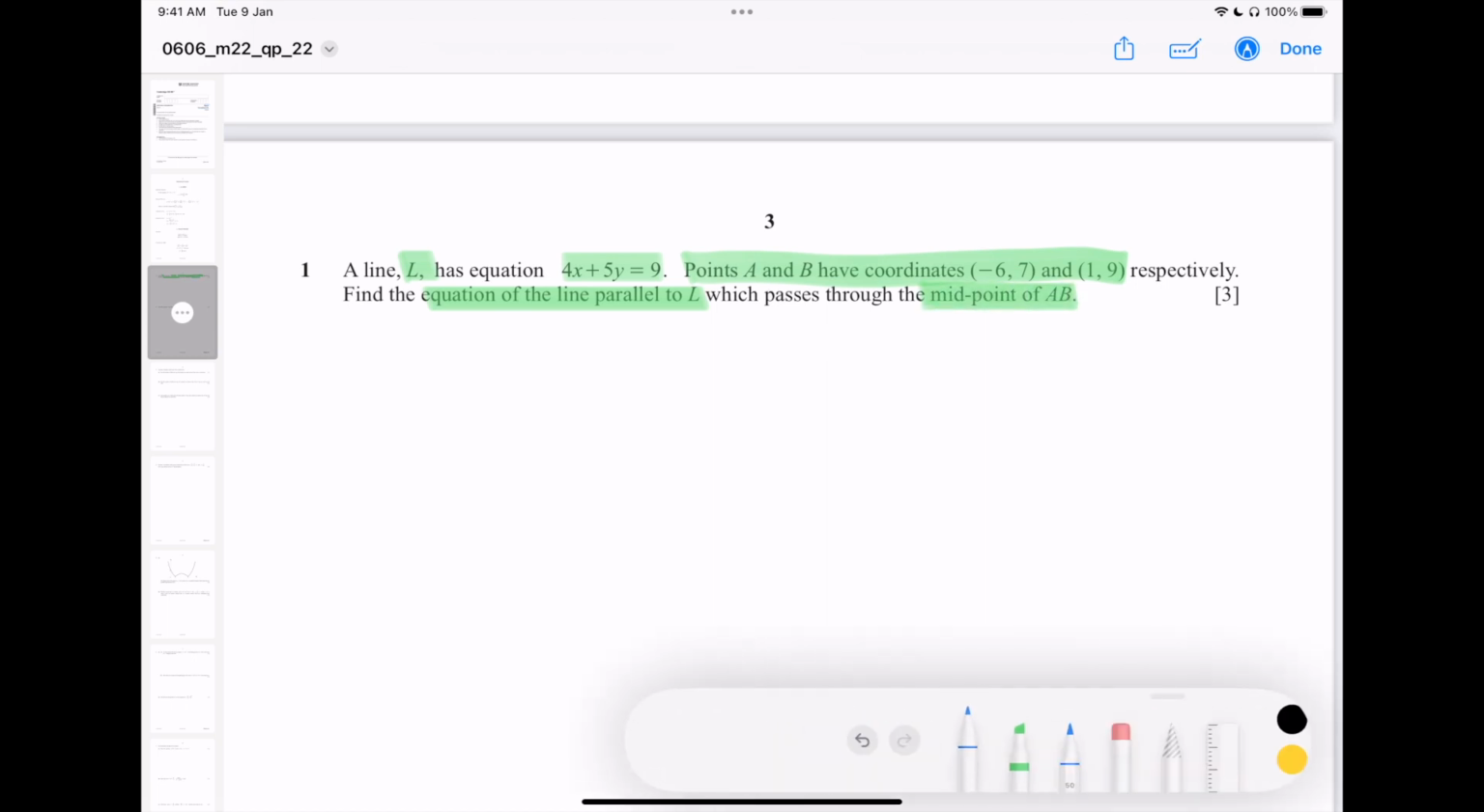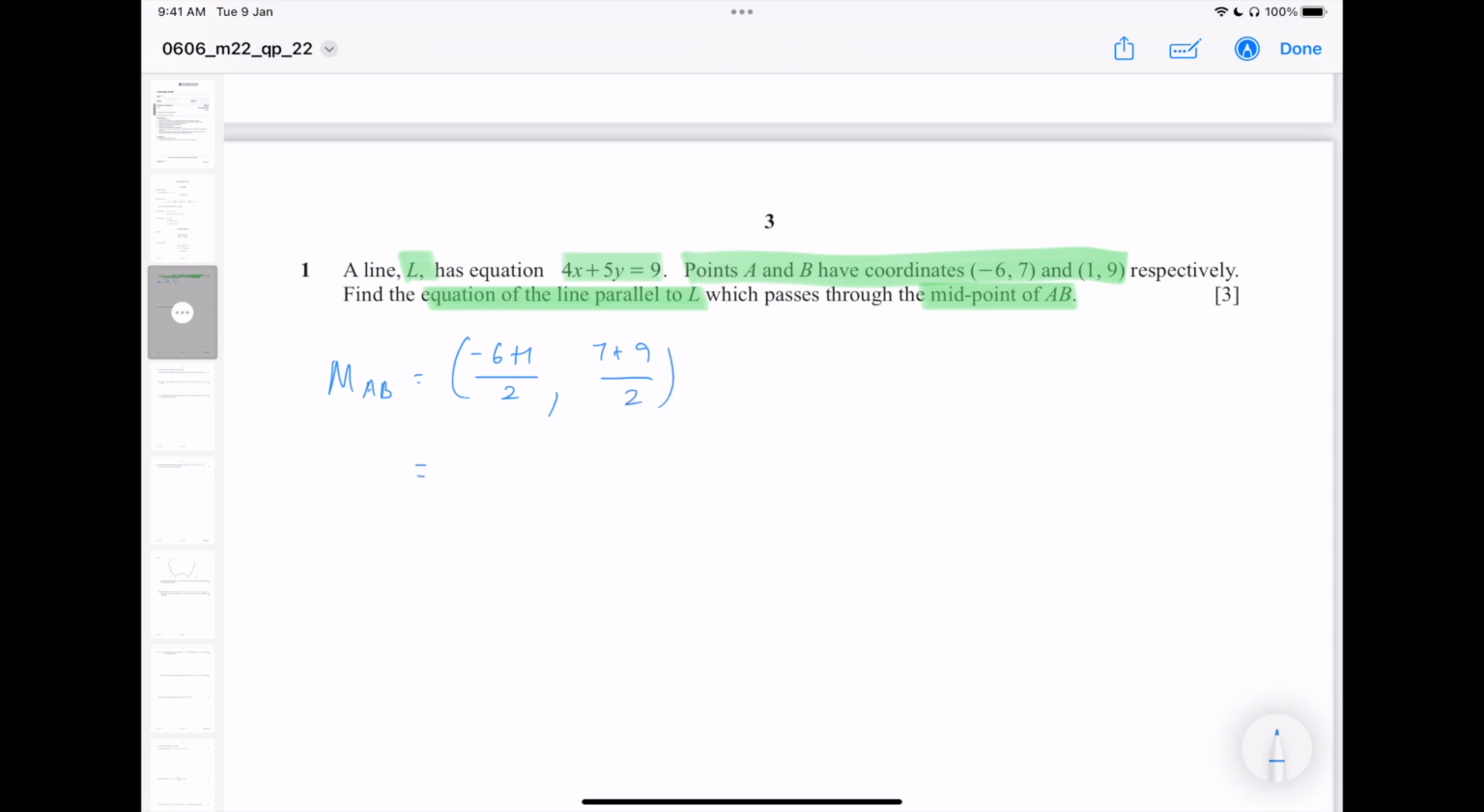Now in AdMaths, whenever you see a word, you want to find it. So right here, what I see first in my mind is midpoint of AB. So let's do that. Midpoint of AB is just the average of the x and the y coordinates. It's minus 6 plus 1 over 2, that's the x coordinate. Now let's do the y: 7 plus 9 over 2. That should leave you minus 5 over 2 and 8. Right, so that's the midpoint.